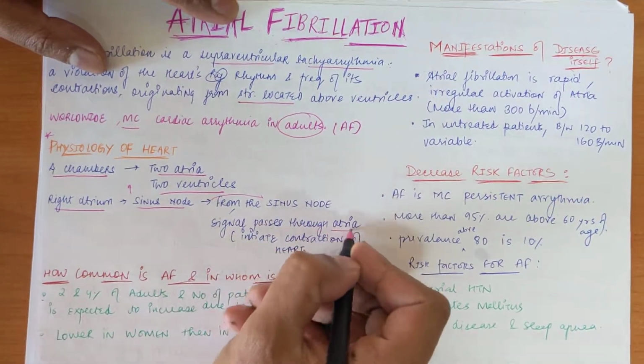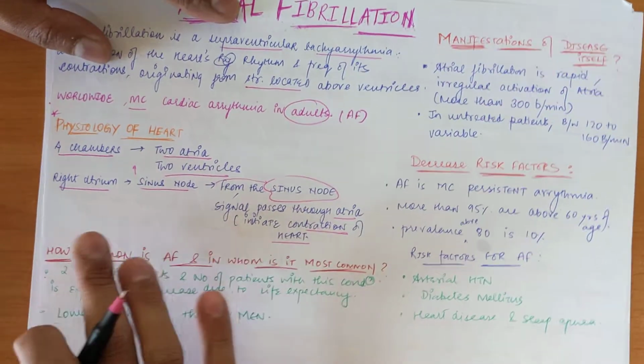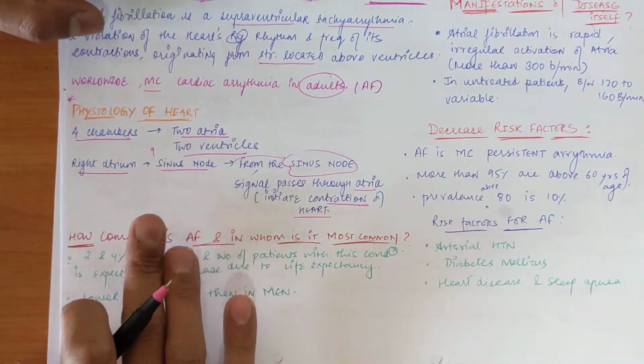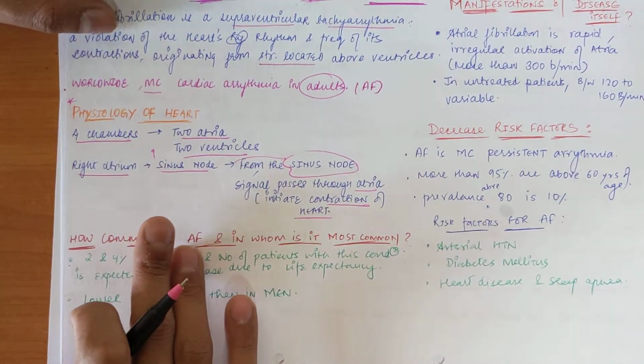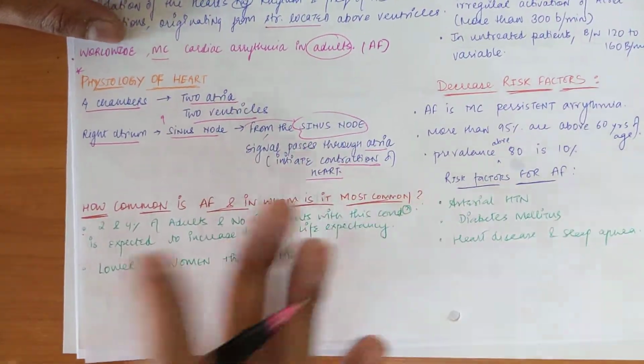The signal passes through the atria and initiates contraction of the heart. The sinus node is the main center for the initiation of the contraction of the heart. So this is the basic physiology of the heart regarding the heartbeat or the rhythm of the heart. That is how a normal heart works.